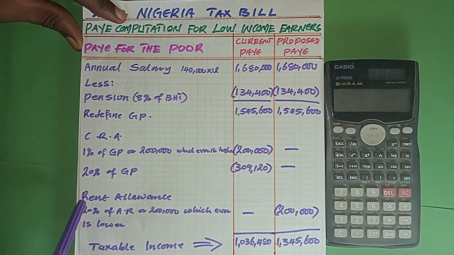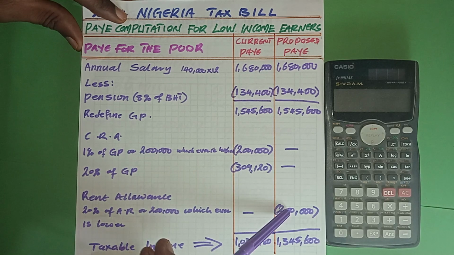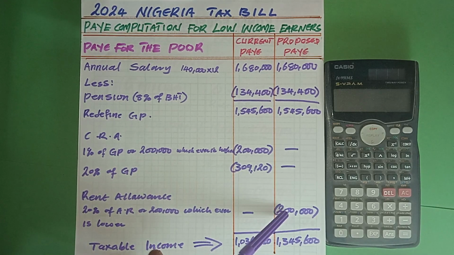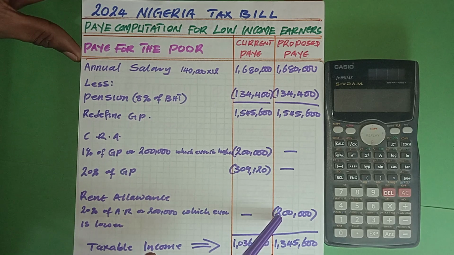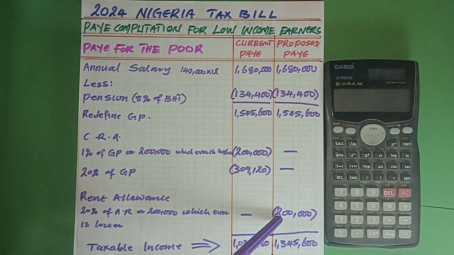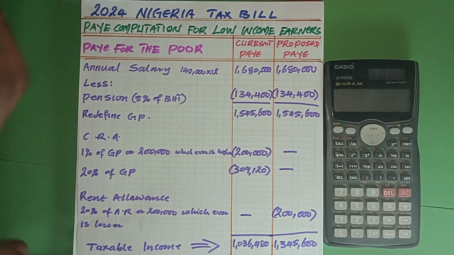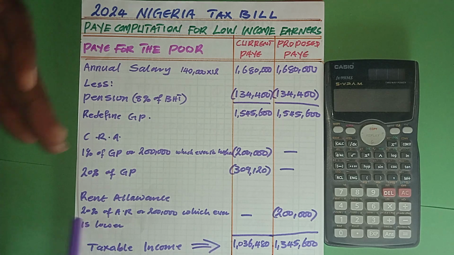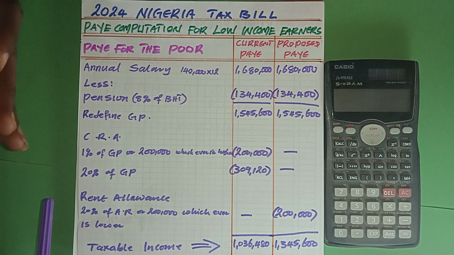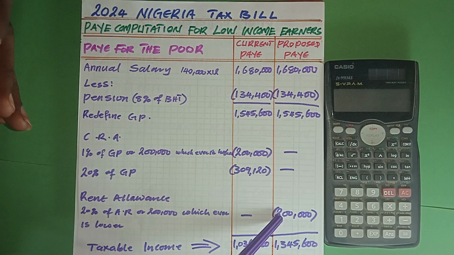Then the only allowance here is rent allowance, which is 20% of your annual rent, or 200, whichever is lower. We just assume here that most people will always put 200. I think this is a loophole, in which everybody will just be putting 200, 200, 200. If not, normally it is 20% of your rent that will give you this.